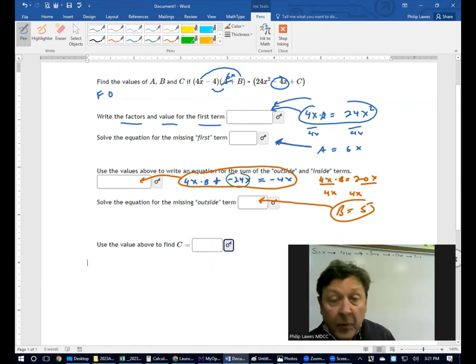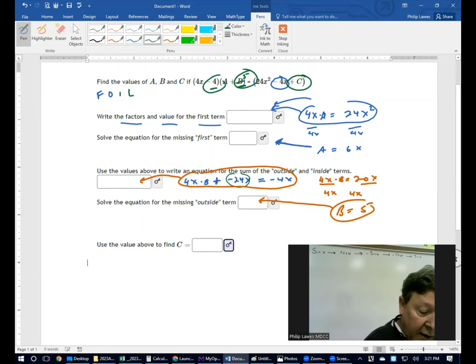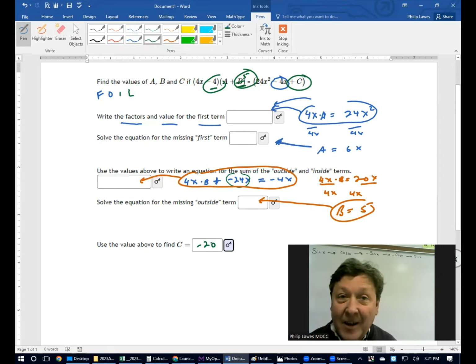And so finally, now that we know that b is 5, we know that c comes from the last times the last, which is negative 4 times 5. So c will be negative 20. And I hope that helps.